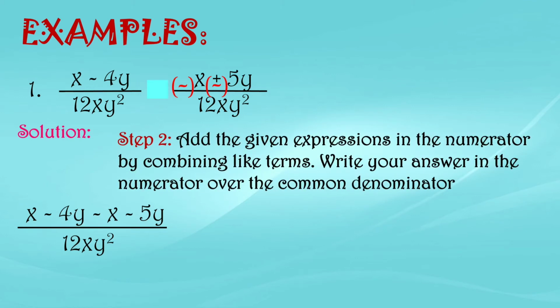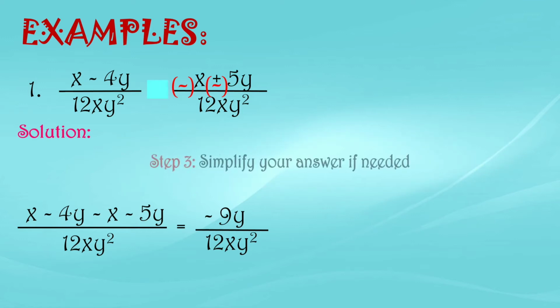Step 2, add the given expressions in the numerator by combining like terms. Write your answer in the numerator over the common denominator. So equals, ang common natin dyan ay x tsaka x. x minus x is 0. Kaya hindi na natin ilalagay. And then another pair, negative 4y tsaka negative 5y. Negative 4y minus 5y is equals to negative 9y. Then copy natin yung denominator, which is 12xy squared.